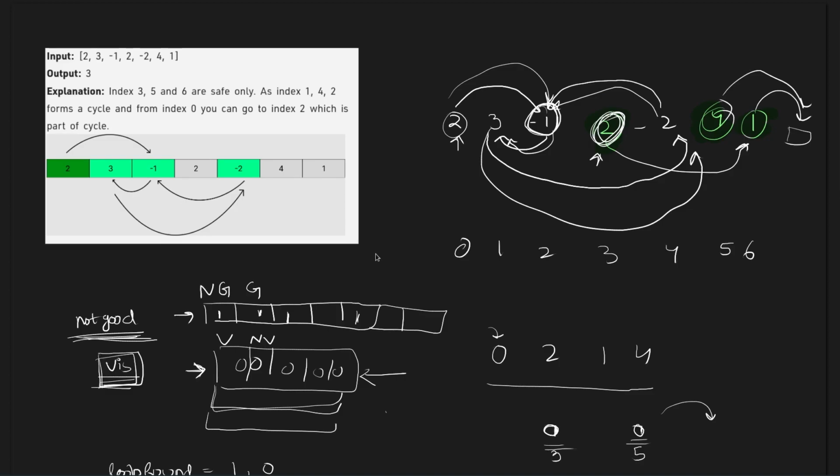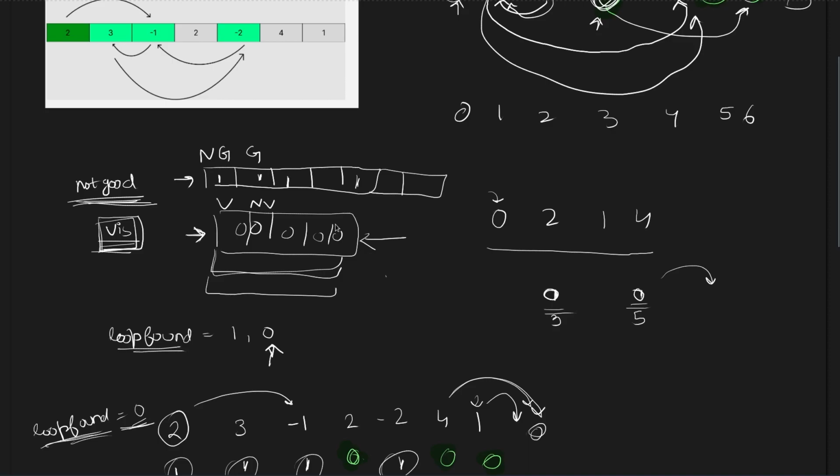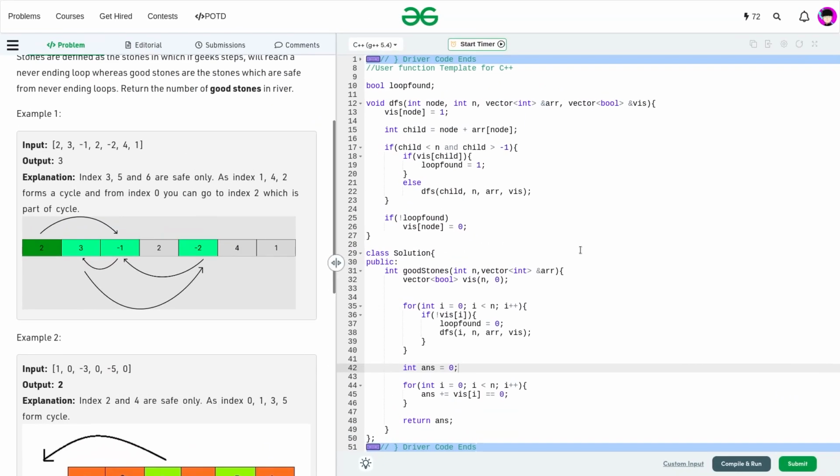That is a very standard problem. If you know that particular problem, this will be very easy for you to understand. So let me show you the code now. I've initialized my loop found variable at the top. This is a global variable, and this code will also be available in the description, so after the explanation, you can check that out too.